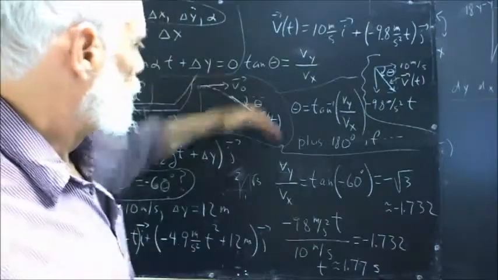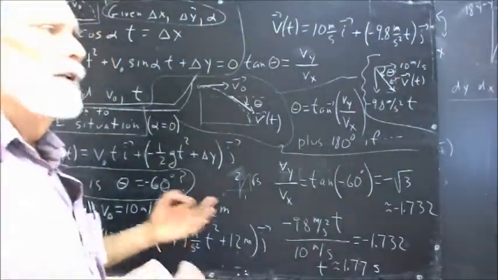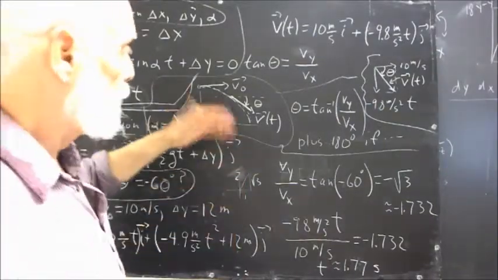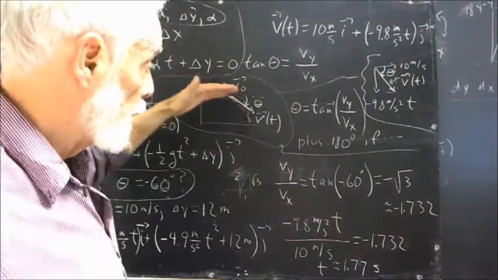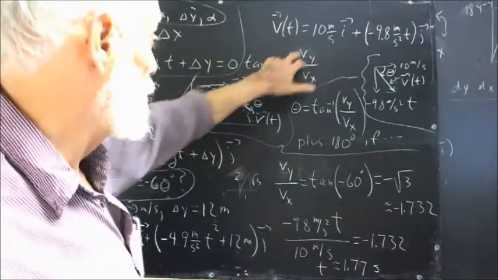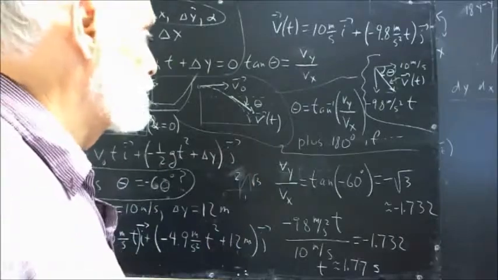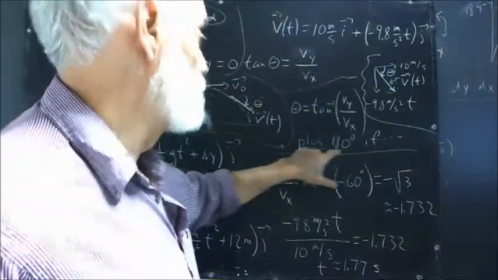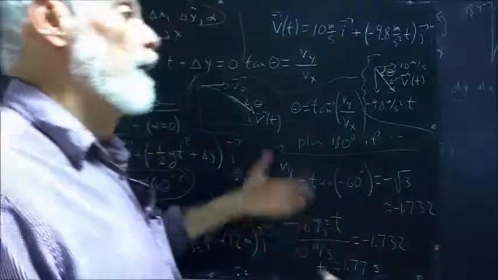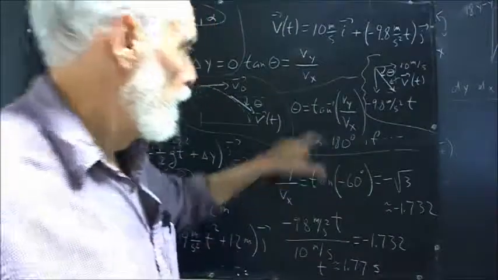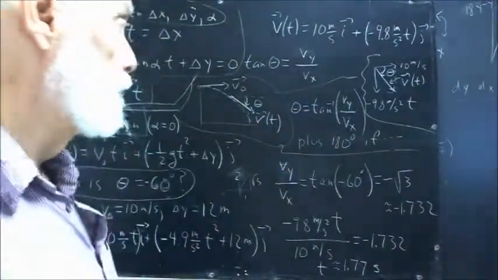Now, what's the angle at which we're moving? The angle at which we're directed is going to be the inverse tangent of the y component of the velocity divided by the x component of the velocity. So the tangent of theta is vy over vx. And we can say theta is the inverse tangent of vy over vx, plus 180 degrees if vx is less than 0. I put the dots there. That's part of the definition that you really need to remember.